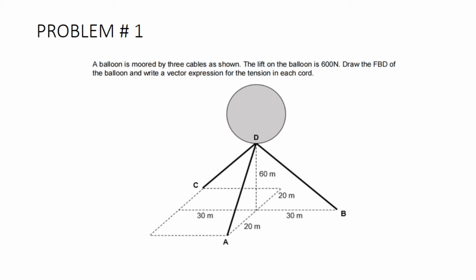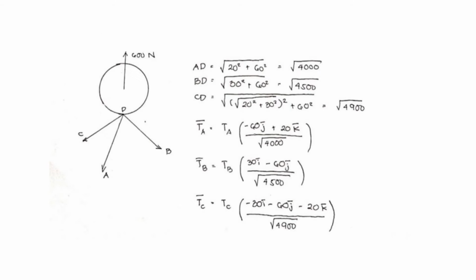Problem number 1. A balloon is moored by 3 cables as shown. The lift of the balloon is 600 newtons. Draw the FBD of the balloon and write a vector expression for the tension in each cord. So we must first draw an FBD. This 600 newton force going up pulling on these 3 cables, which are cable A, cable B, and cable C. So we are required to write the vector expression of each tension.